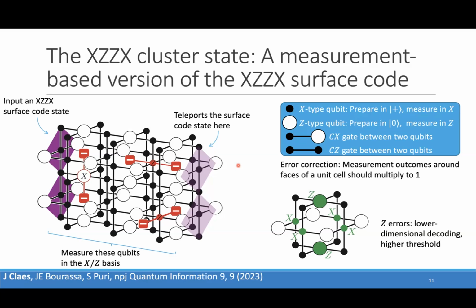The nice thing about this cluster state, the way I've drawn it, is that if we have Z errors only, it has the same property as the XZZX surface code: we reduce the dimensionality of the decoding problem, because X errors are what cause minus signs to occur up and down. Z errors just occur left and right and into and out of the cluster state.